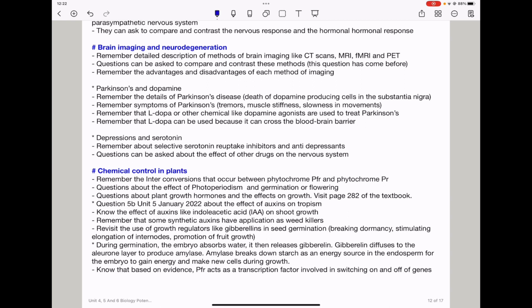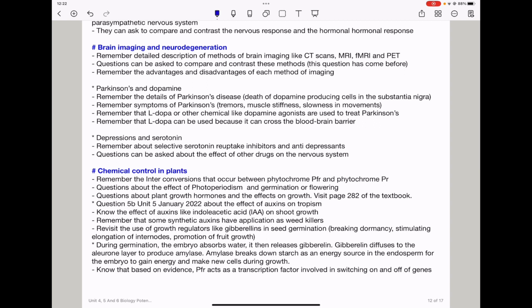When we go to chemical control in plants, you should remember the interconversions that occur between phytochromes like PFR and phytochrome PR. Questions about the effect of photoperiodism on germination or germination and flowering could be asked as well. They could ask about plant growth hormones and the effects on growth. Here you need to visit page 282 of the textbook.